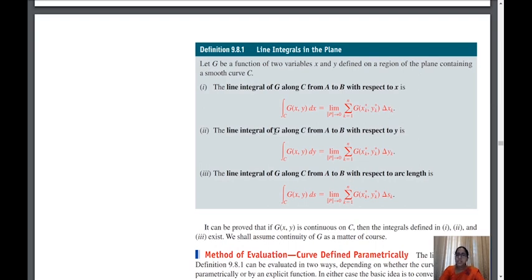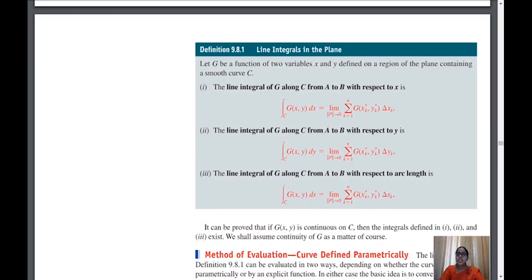And the line integral of g along the curve c from A to B with respect to y will be the integral over c of g(x,y) dy, which is equal to the limit as norm p tends to 0 of the summation k equal to 1 to n of g(xk*, yk*) into delta yk. And also the line integral of g along c from A to B with respect to the arc length will be the integral over c of g(x,y) ds, which is equal to the limit as norm p tends to 0 of the summation k equal to 1 to n of g(xk*, yk*) into delta sk.